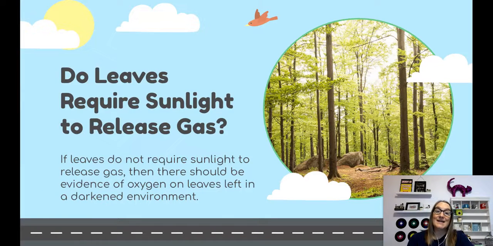Experiments are tests that scientists design to answer questions about the world. And the question we will try to answer with our experiment is, do leaves require sunlight in order to release gas? We'll try to answer this question by comparing leaves left in a sunny environment to leaves left in a dark environment. Okay, so you can see that we have our manipulated variable, which is the light conditions.